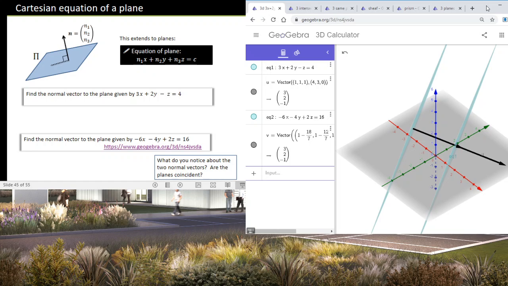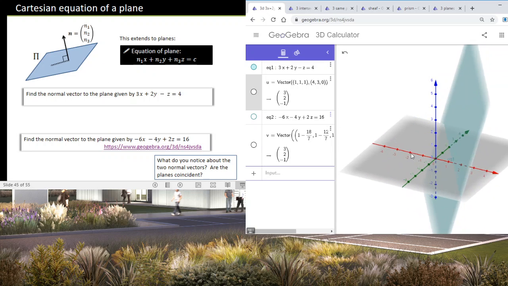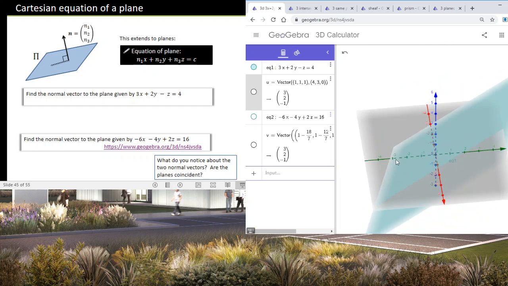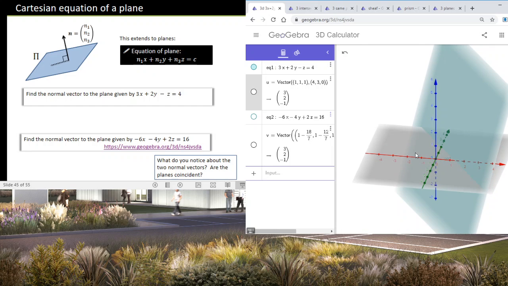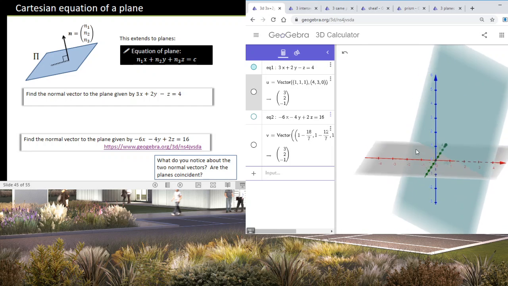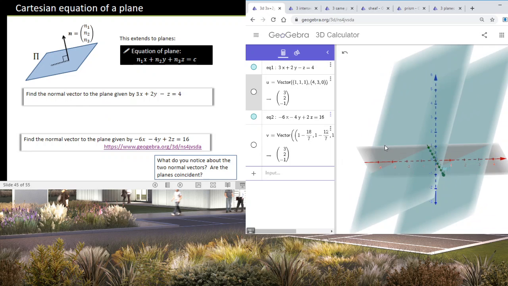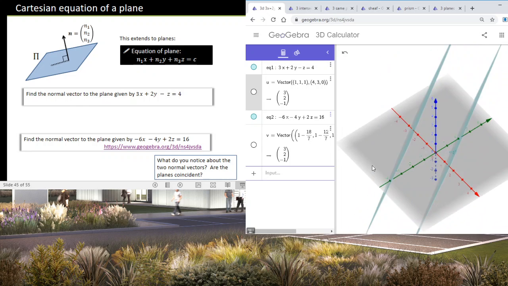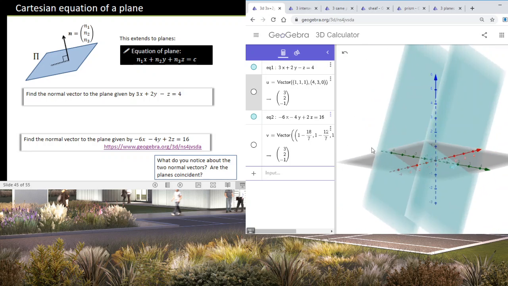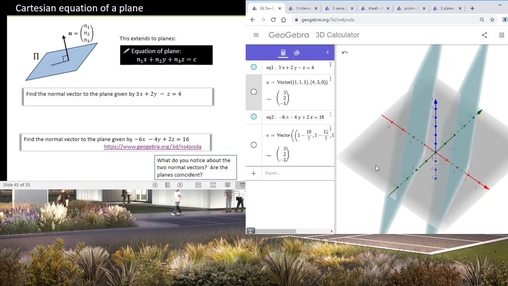Right, here we are in GeoGebra with these 2 planes plotted. I'll just stick them up one at a time and we'll see what we get. The first plane here, 3x plus 2y minus z equals 4, is the blue plane there, and the grey plane is the xy axis. The second plane, minus 6x minus 4y plus 2z equals 16, is shown there. You can see the planes are not coincident, they are not representing the same plane, but you should hopefully notice these 2 planes are parallel.